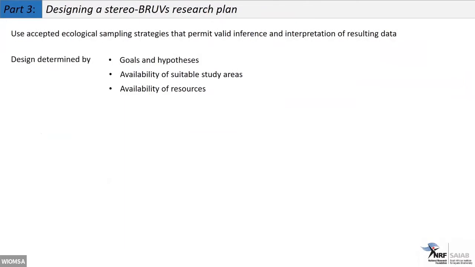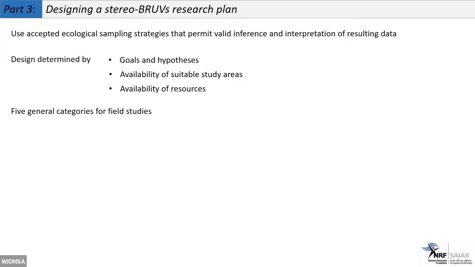As with all ecological research, the employed sampling strategies must permit valid inference and interpretation of the resulting data. For the most part, stereo BRUVs research can be carried out according to widely accepted sampling designs. However, there are a few methodological requirements that must be adhered to. In addition, the selected sampling design will be determined by the goals and hypotheses of the project, the availability of suitable study sites, and the availability of resources.